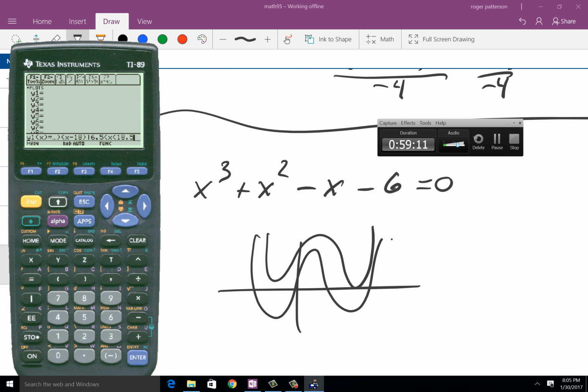It worked? Yeah. Sweet. Skewed, but it worked. Good.